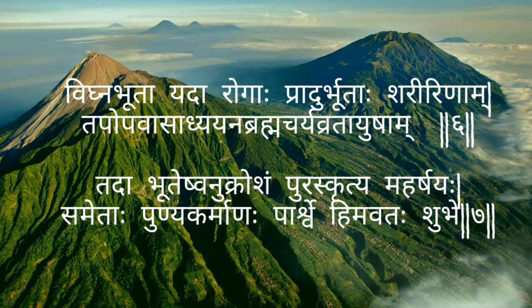Vignabhuta yada rogaha pradurbhuta sharirina tapopavasa adhyayena brahmacharya vrathayusham tadha bhuteshu anukroshaha puraskritya maharshayah samhitaha punyakarmanaha pashva imavati shubhe. So everyone who had gathered near Himavata Shubhe, all the Rishiganas, decided that Bharadwaja was the best one to approach Indra, and they needed Ayurveda in order to cure the diseases the person was suffering. And the diseases are the main vigna, where the person was unable to perform tapa, upavasa, adhyayana, brahmacharya and then vrata. So for that purpose, in order to remove the suffering, they approached Indra in order to learn Ayurveda.